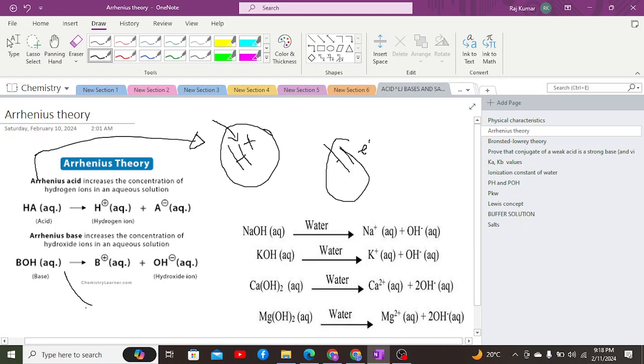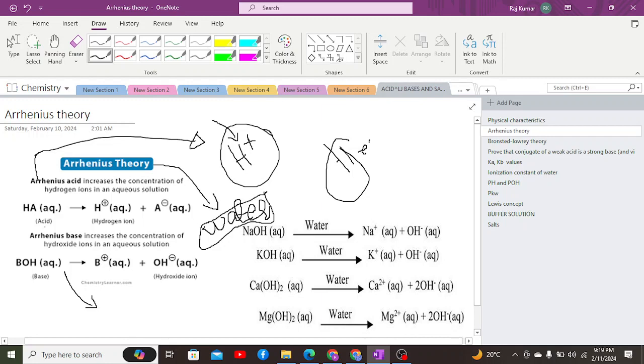Likewise, an Arrhenius base can be considered as any substance which produces OH ions when dissolved in water. Now, you might be hearing the word water again and again. The application is only limited to those substances which are able to dissolve in water, which means Arrhenius theory is only applicable in aqueous solutions. Those substances which are in aqueous form, or dissolvable in water, can fulfill the Arrhenius theory.